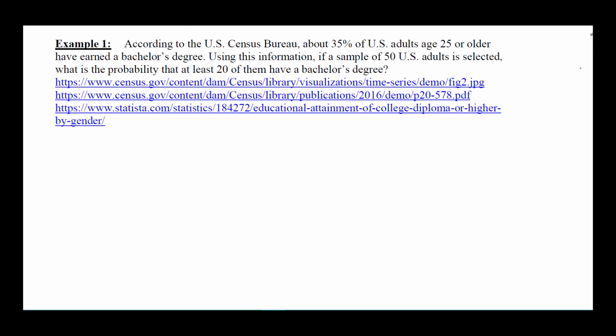Okay, so according to the Census Bureau, about 35% of adults 25 and older have earned a bachelor's degree. So then, based on this, if we draw a sample of 50 U.S. adults, 25 or older, what's the probability at least 20 in the sample have a bachelor's degree? Okay, so the first thing we want to do is ask ourselves, are the sample proportions normally distributed?